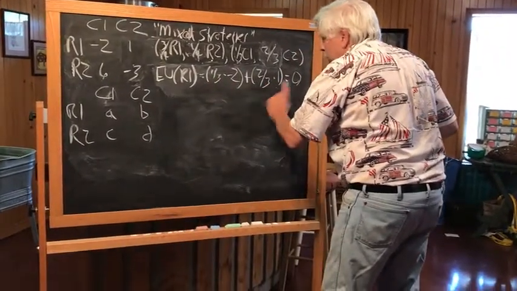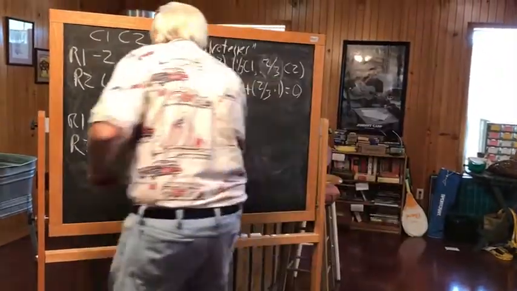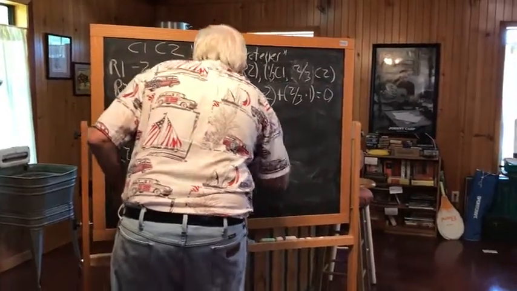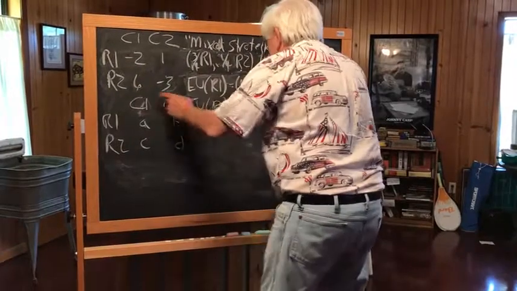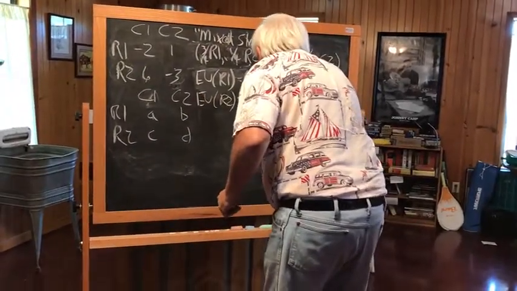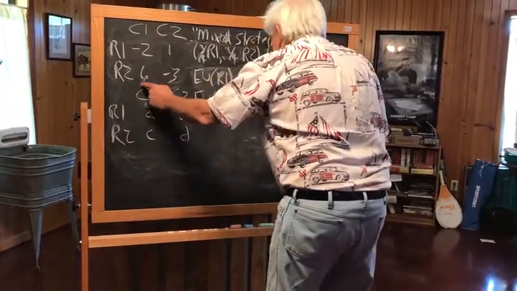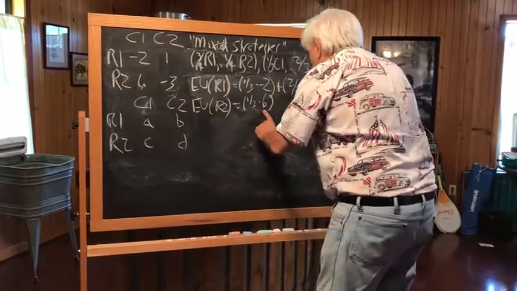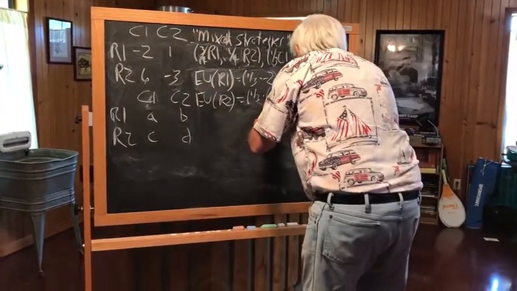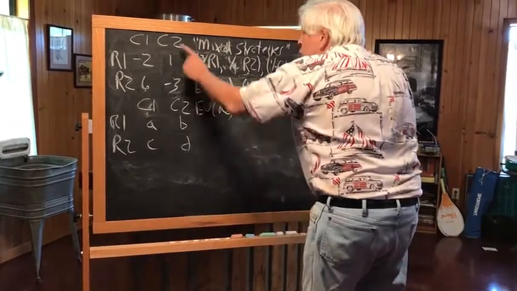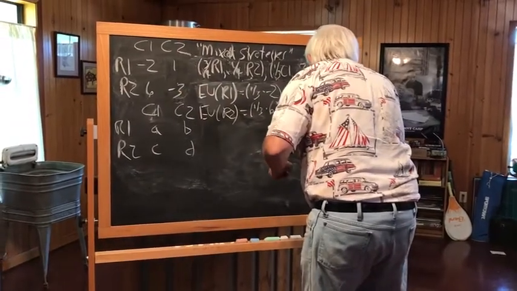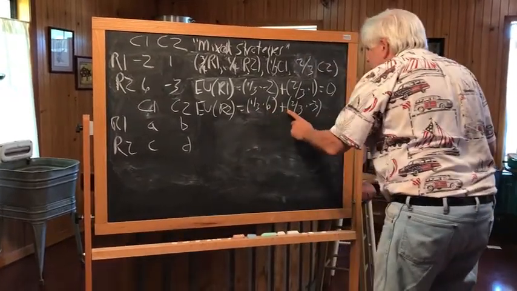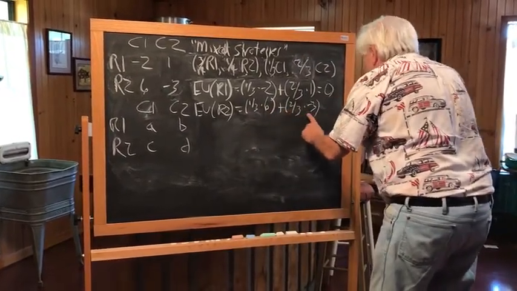-2/3 plus 2/3. Okay? Now consider this. What's going to be the EU of R2? Well, the EU of R2 will be the value: the 1/3 of the time that column will choose C1 times the value of 6 for row, plus the 2/3 of the time that column will choose C2 times the value of -3 for row. That is 6/3 plus -6/3.